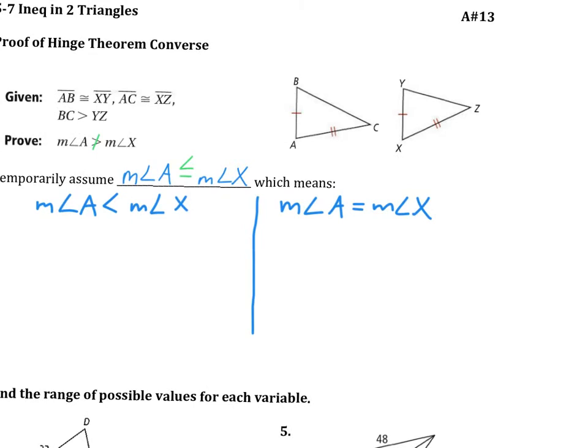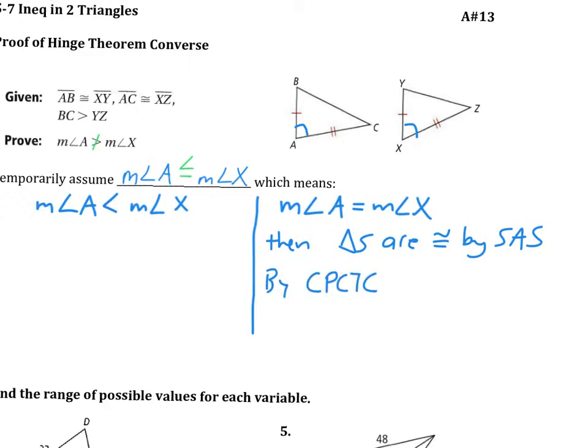If you have two angles that were equal measures, so angle A and angle X, what do you know about the two triangles? The two triangles will be? Good. So then the triangles are congruent by side angle side. And since they're congruent, by CPCTC, what has to be true? That means that BC is congruent to YZ.